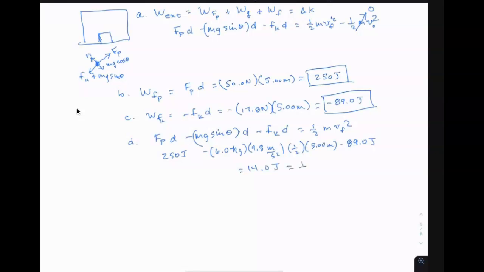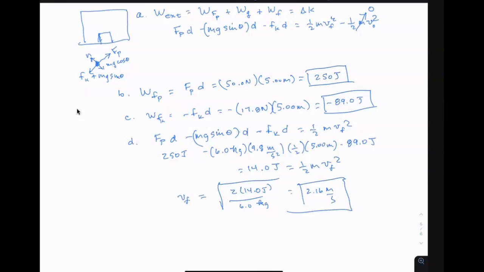Which is equal to 1/2 mv final squared. So v final is equal to the square root of 2 times 14.0 joules divided by 6.0 kilograms. And that's equal to 2.16 meters per second. And that concludes this video.